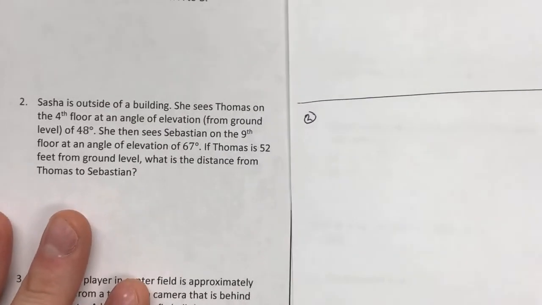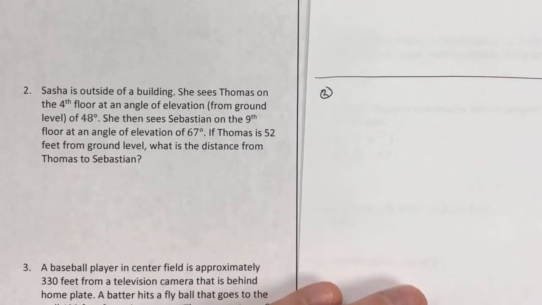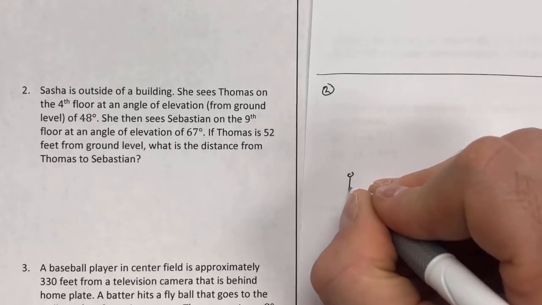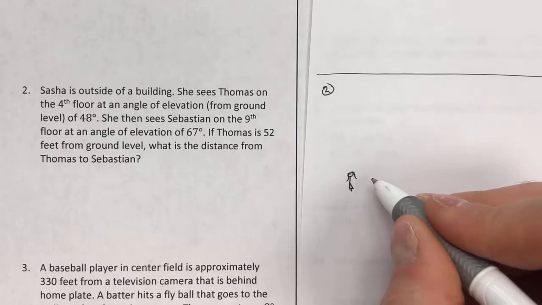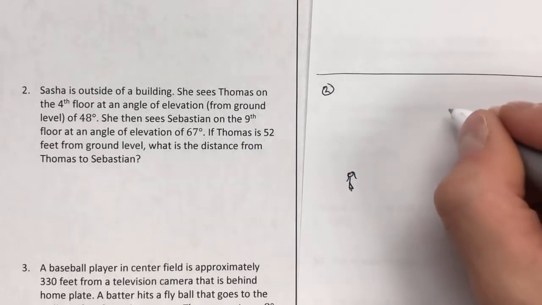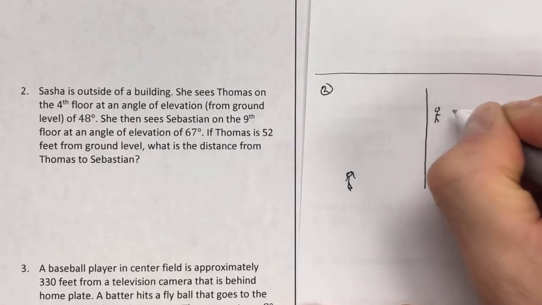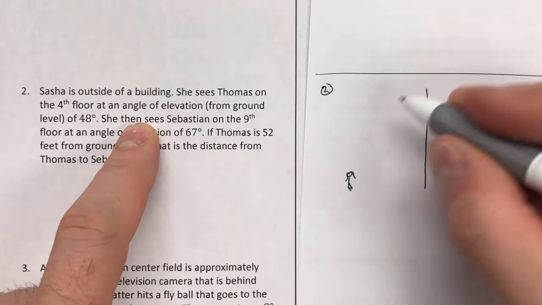Okay. So question number 2, Sasha's outside of a building. She sees Thomas on the 4th floor at an angle of elevation. So right now what we've got going on is we know Sasha is down here, and she's looking at Thomas on the 4th floor of a building. So let's say this is a building, and here's Thomas. She sees him at an angle of elevation of 48 degrees.